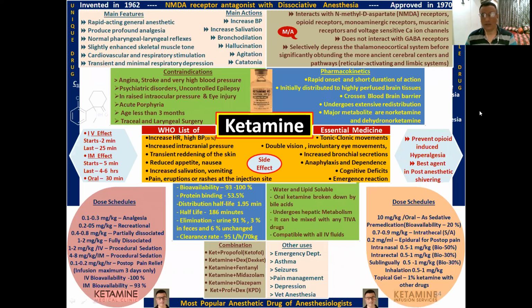So ketamine now is on the WHO list of essential medicines, invented in 1962 and started practicing in 1970. Most popular drug in anesthesia. The beauty of ketamine is that whatever route is mentioned in the pharmacopoeia, we can give ketamine through that route. Now, the latest in ketamine: vaginal or rectal suppository and ketamine eye drops are in the pipeline. Soon we will get those types of preparations also.